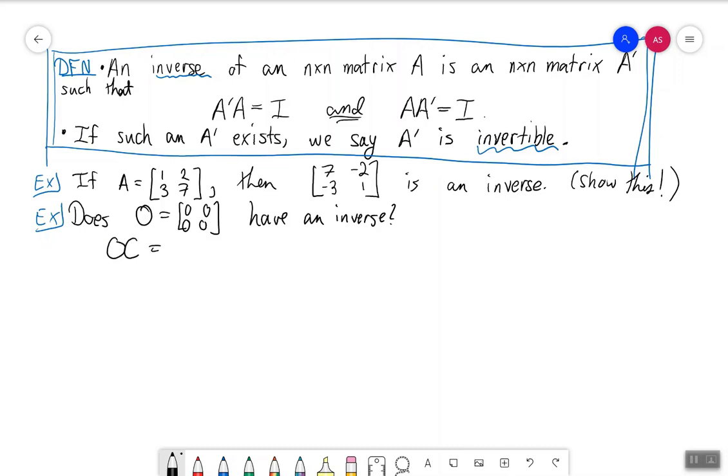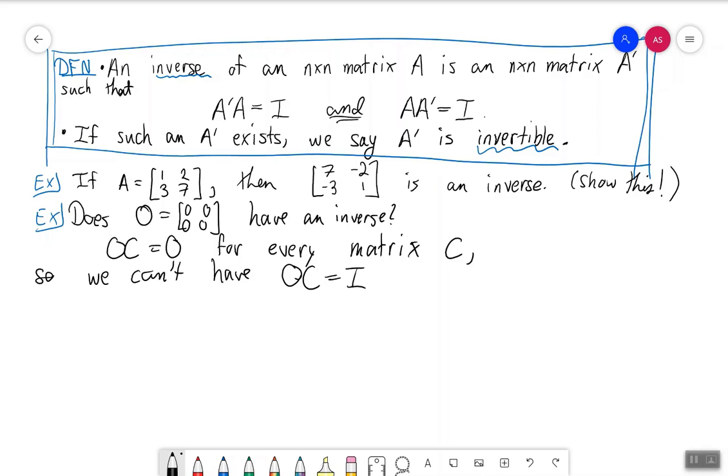O times C equals O itself for every matrix C. So we certainly can't have O times C equal to the identity matrix. So therefore, no. The zero matrix is not invertible. However, whereas the only real number without an inverse is 0, that's not true for matrices. There are a lot of different non-zero matrices without an inverse.